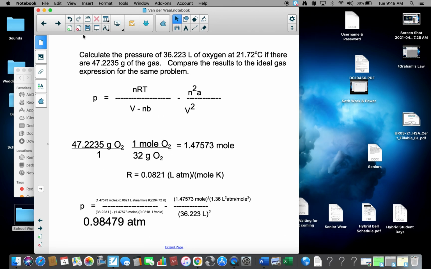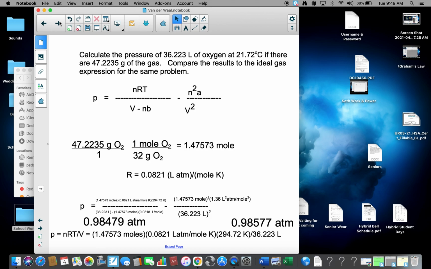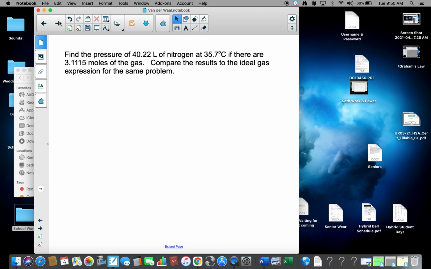Now, if we compare that with the ideal gas equation, P equals nRT over V, put our values in, we get a value of 0.98577 atmospheres. You see they're relatively close, but there is a slight difference, and that is due to the attractive forces and the other values that the kinetic theory basically ignores. All right, so we'll do this one in class.